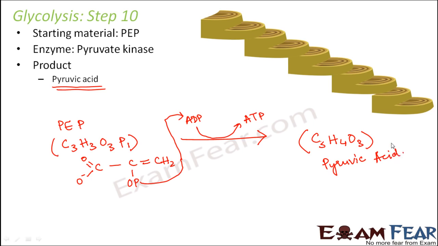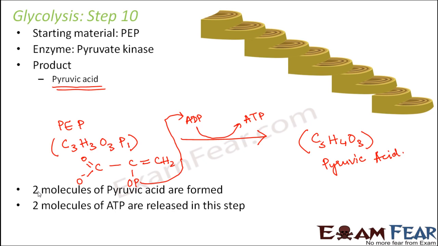So the final result is that, and again in this step also ATP molecules are produced. So if you see, 2 molecules of pyruvic acid are formed because this step will occur twice, and also 2 molecules of ATP are also released in this step. Right? So that's how we end our stepwise discussion of glycolysis.